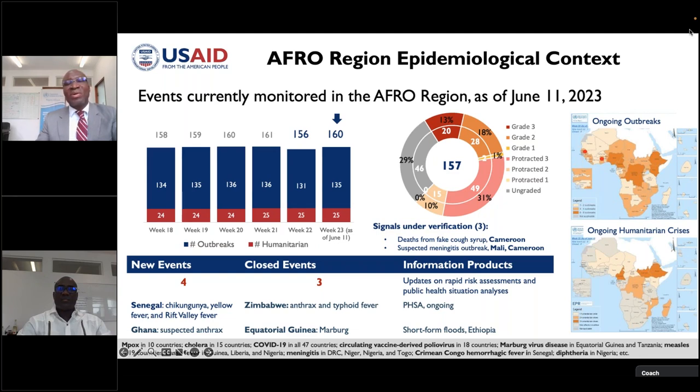3 events in Senegal, as you can see: yellow fever, Rift Valley fever, and chikungunya virus as well. And then we also have a suspected anthrax case in Ghana. At the same time, we are receiving signals under verification in Cameroon and Mali. As you can see at the bottom, there is a whole list of ongoing events across multiple countries, sometimes the same events in many countries. So we're dealing really with a large volume of events.